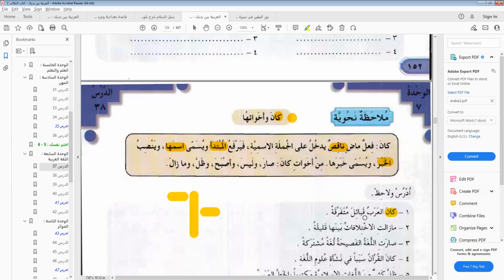Initially, the sentence was Al-Arabu qaba'ilu mutafariqatun, without the kana. That was initially what you have there. When we now introduce this kana, what changed? Initially, al-Arabu is the mubtada, and qaba'ilu is the khabar, with mutafariqatun.